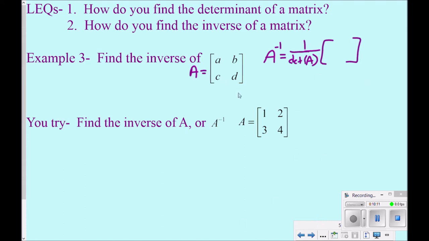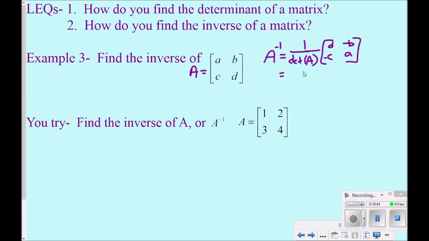The matrix we multiply by is an alteration of the original. A and D switch spots. And B and C stay where they are, but they change signs. So if they were positive, they become negative. If they were negative, they become positive. Once we have switched the spots and changed the signs on A, B, C, and D, we are going to multiply each one of those numbers by 1 divided by the determinant of A.